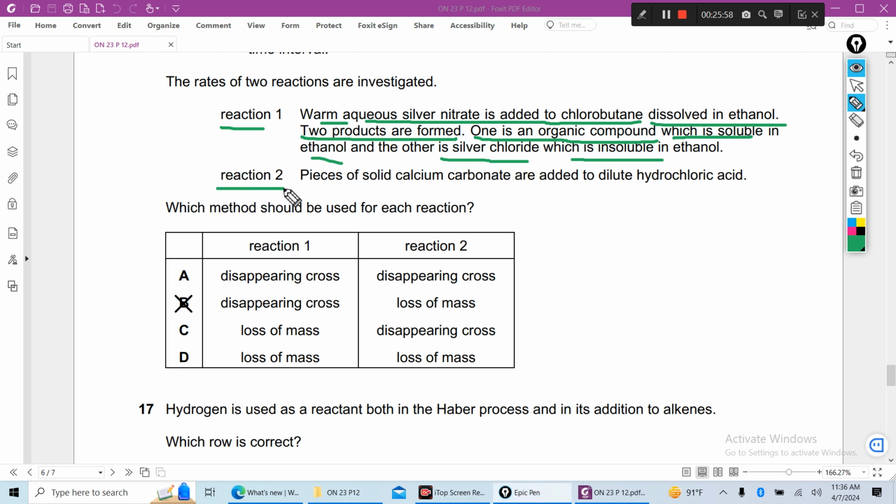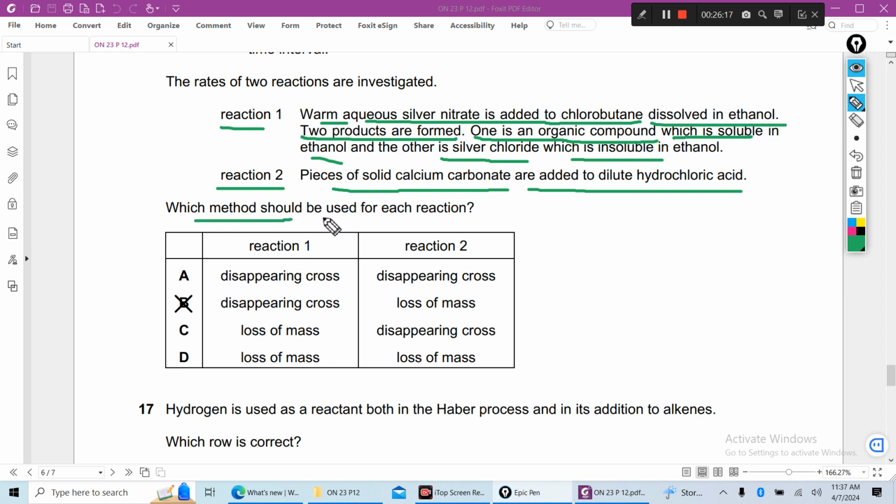And reaction 2, pieces of solid calcium carbonate are added to dilute hydrochloric acid. You know, calcium carbonate reacts with dilute hydrochloric acid to produce calcium chloride plus carbon dioxide plus water. The carbon dioxide will escape, and so the mass will decrease.